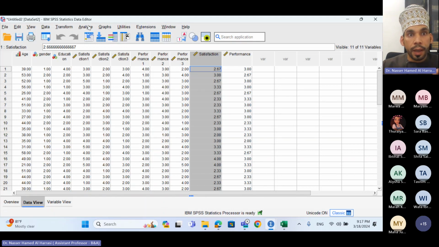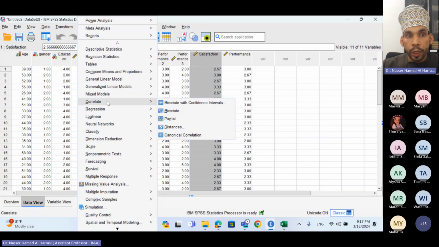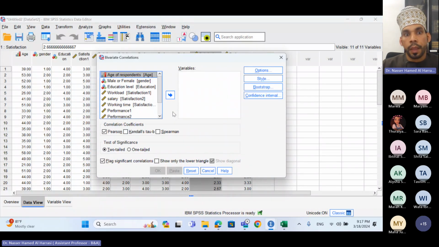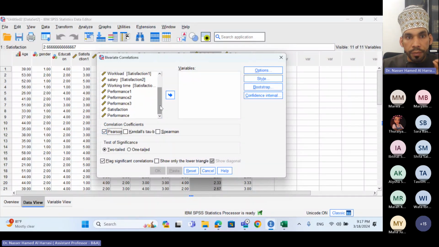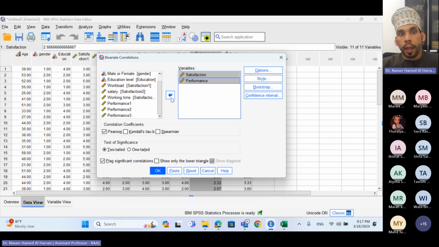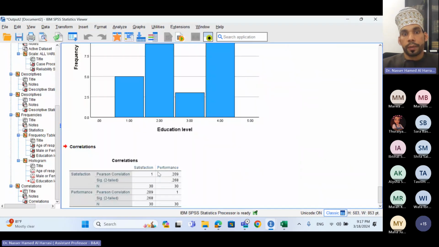Then we will go to Analyze. Then we are going to move to Correlate here. Correlate. Then we are going to select Bivariate, the second one. Click on it. Now you have to make sure that you are selecting Pearson here, Correlation, Pearson. Then I'm going to bring the variables. Here are my new variables. Again, I'm not going to use the questions, I'm going to use the variables here. So my first variables, satisfaction and performance. I will bring them here. Then I'm going to click OK.